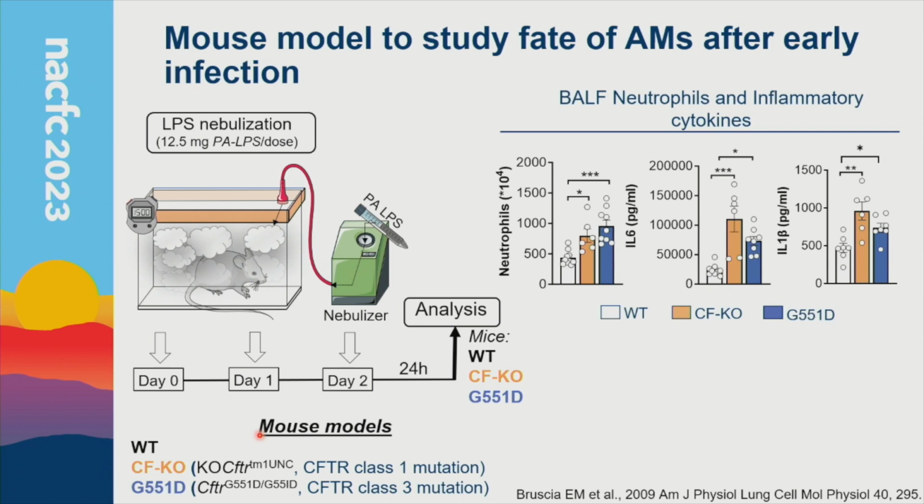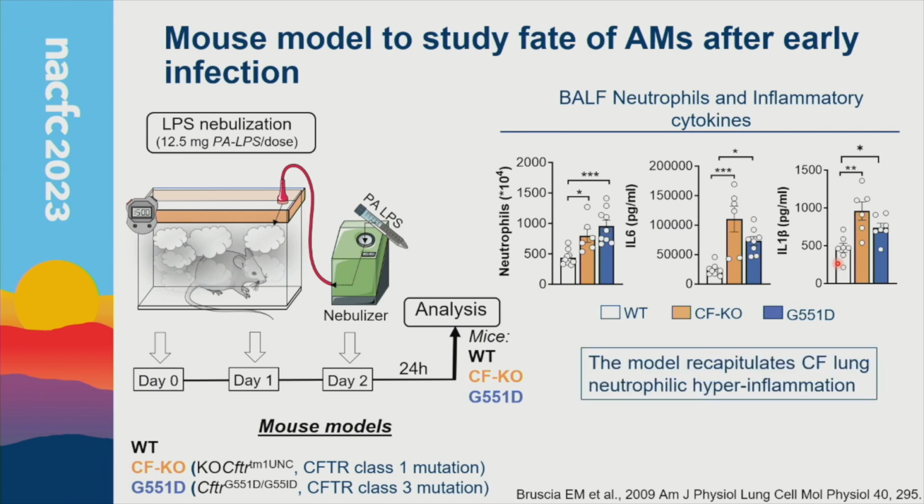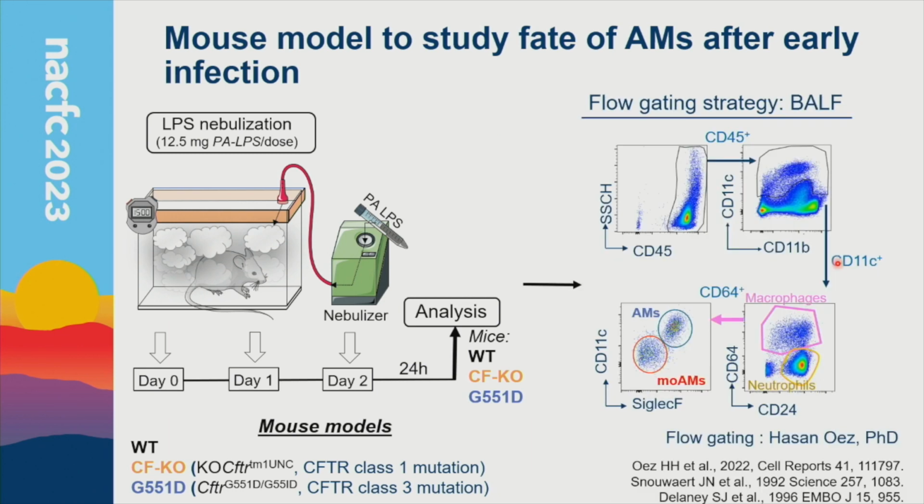So during analysis, we saw increased recruitment of neutrophils and increased recruitment of inflammatory cytokines such as IL-6 and IL-1 beta in both the CF models post-infection when compared to wild type. So this recapitulated the CF lung neutrophilic hyperinflammation, which has already been widely known. Further, using a flow gating strategy, which was established by Dr.